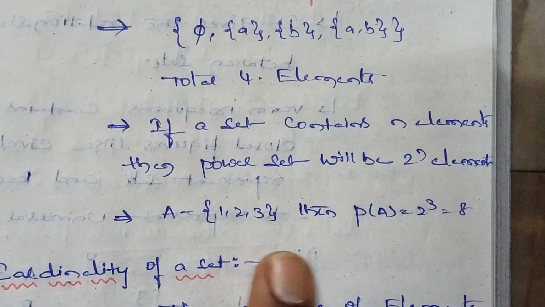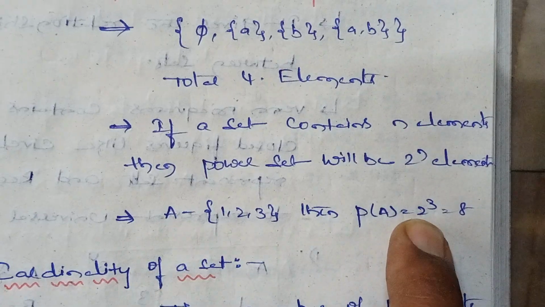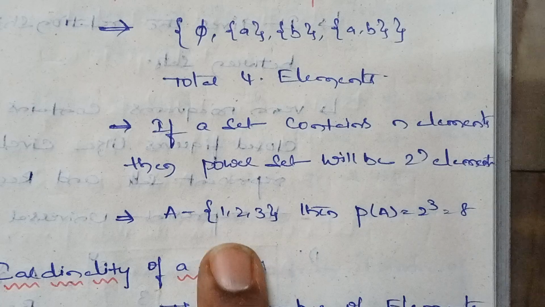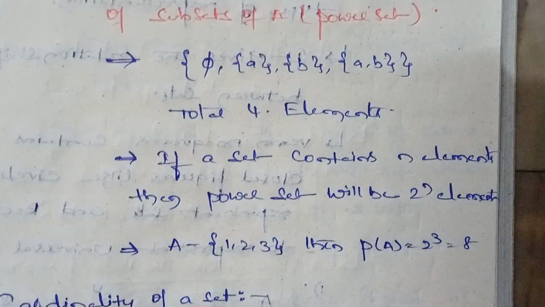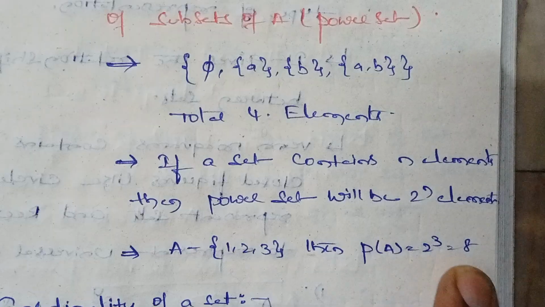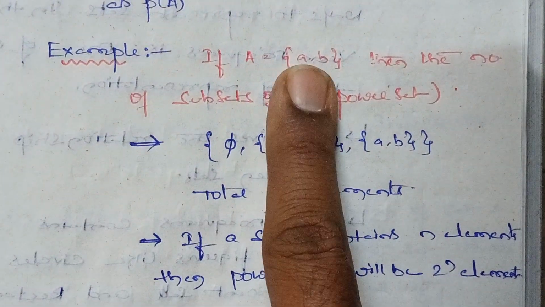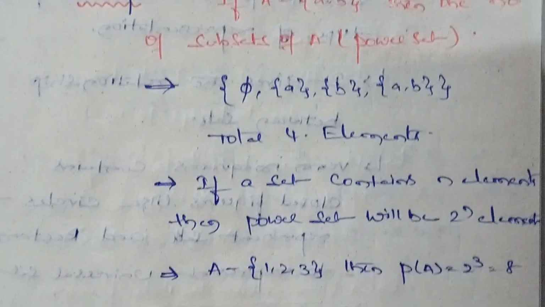The number of subsets is denoted by 2 power n, where 2 is the base and n is the number of elements. If the number of elements is 3, we get 8 subsets, students. If the number of elements is 2, we get 4 subsets, that is 2 power 2.